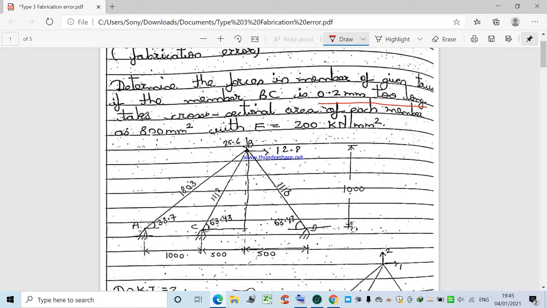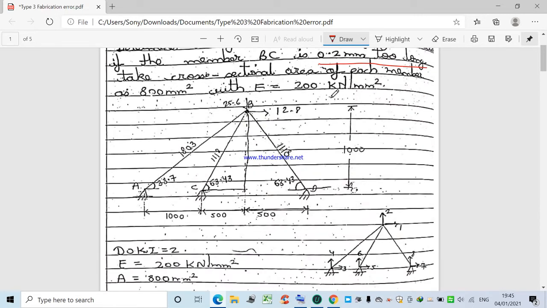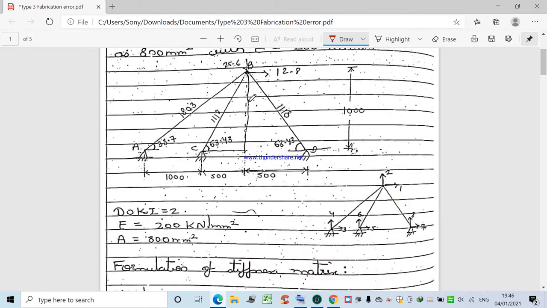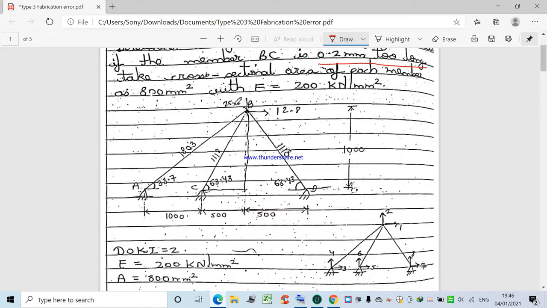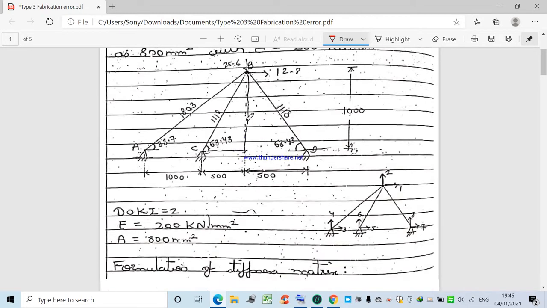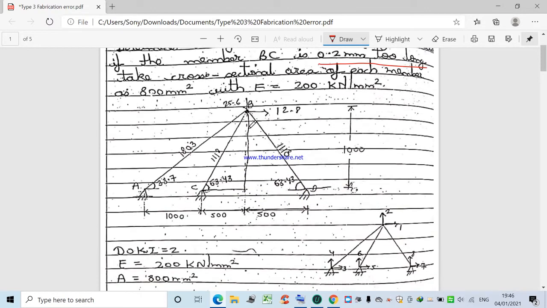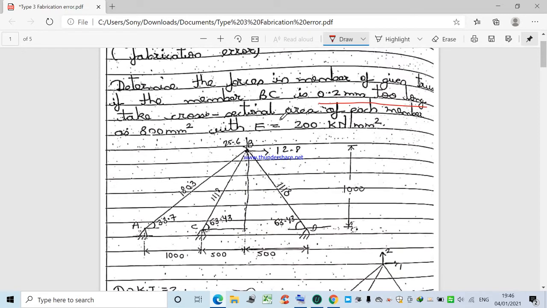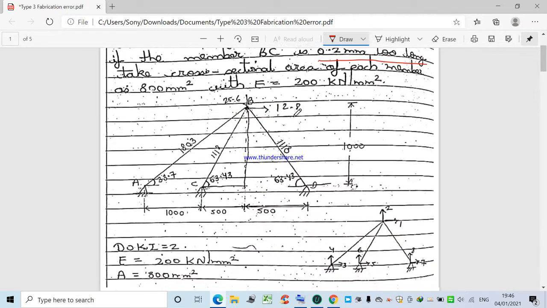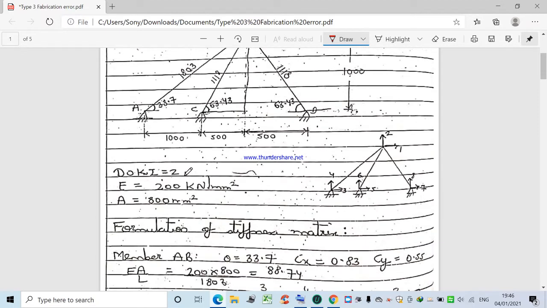Next, the cross section area of each member is 800 mm square, with E equal to 200 kilonewton per mm square. In this case AB and BC and BD are there. Then arbitrary loads of 20, 25.6 and 12.8 are also given. We need not consider these loads, because we are only concerned with the member which is too long or too short. So let us see. First of all we have to calculate the DOKI.